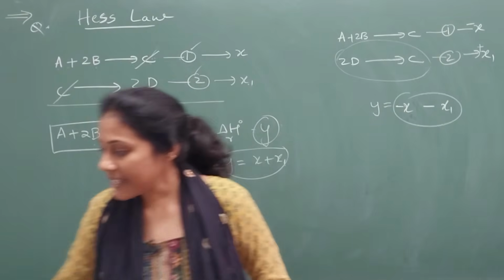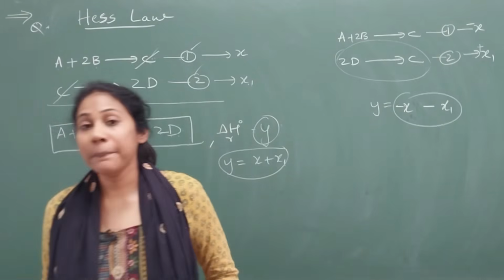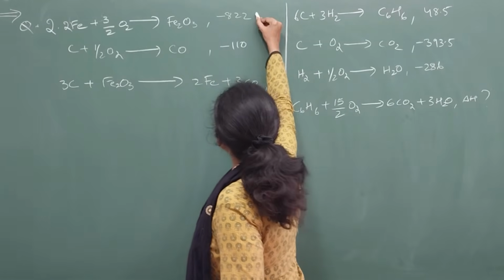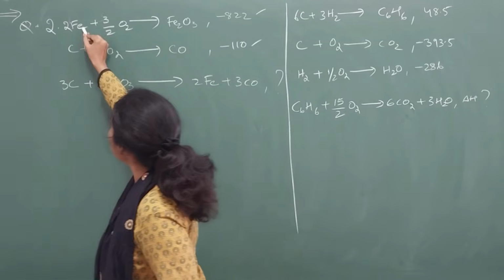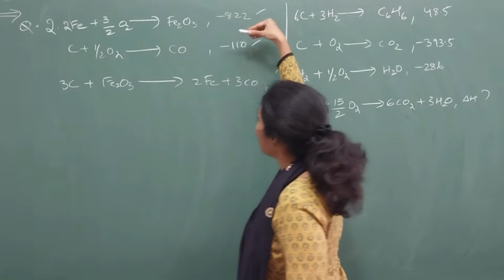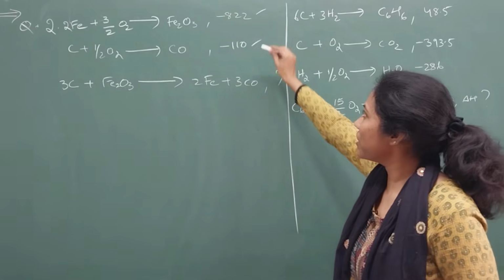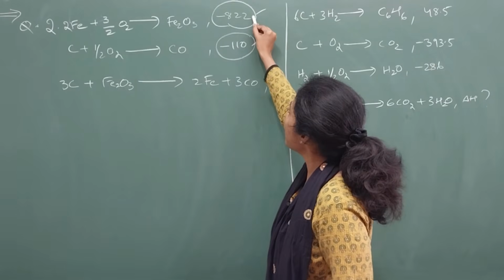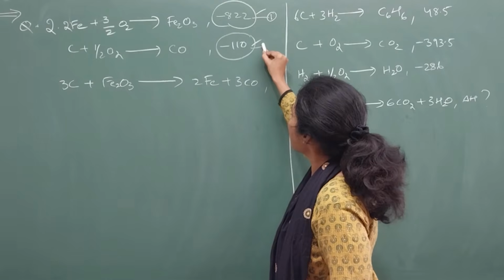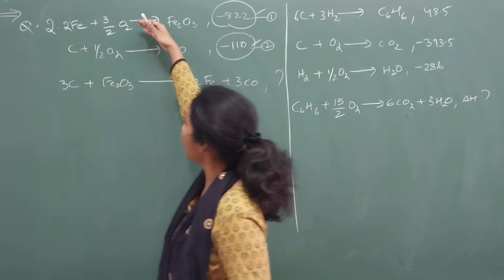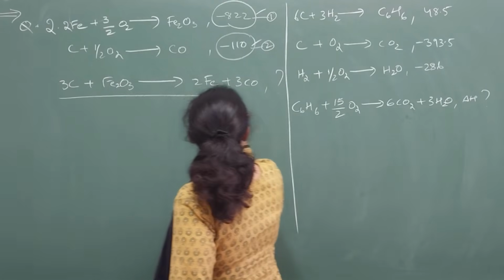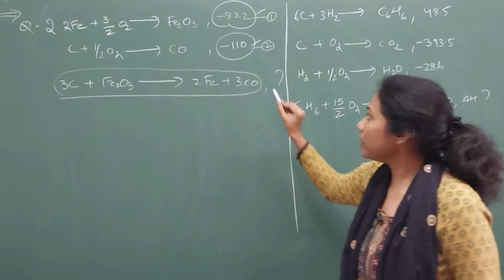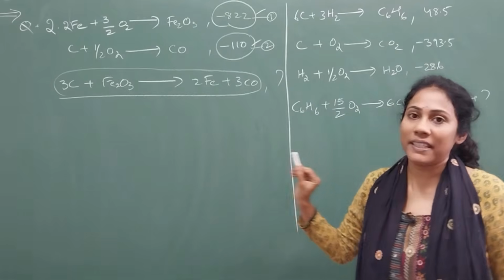So let us start with question number 2 first. See guys, look at question number 2. These are the given information. I have not mentioned physical states, kilojoule per mole and all, just the main numbers. This is equation 1, and this is equation 2. So this is the given information, and this is the reaction for which they are asking the enthalpy.